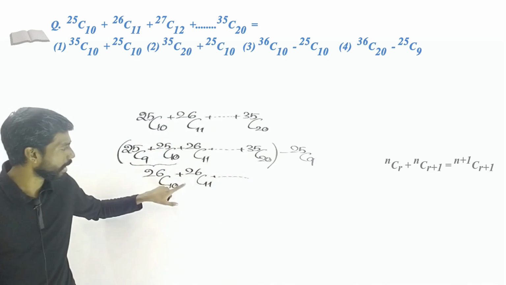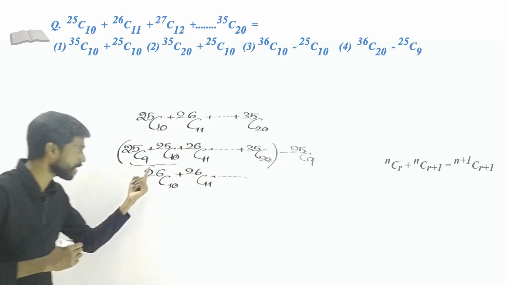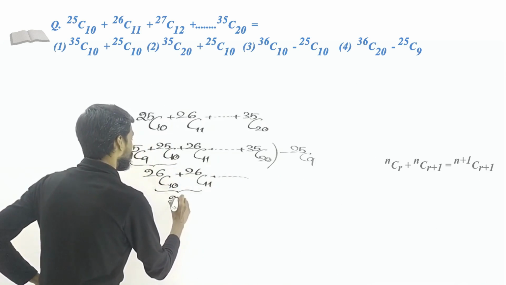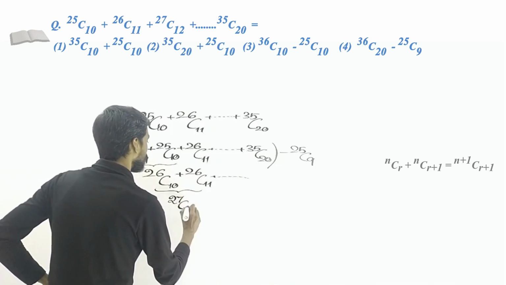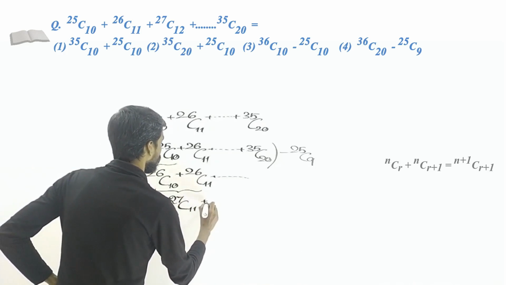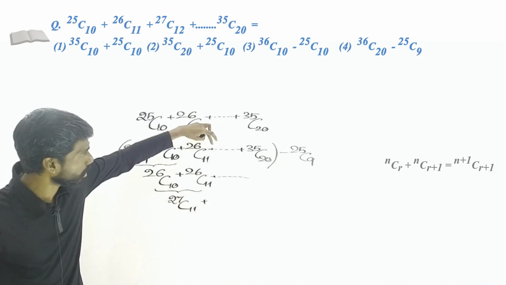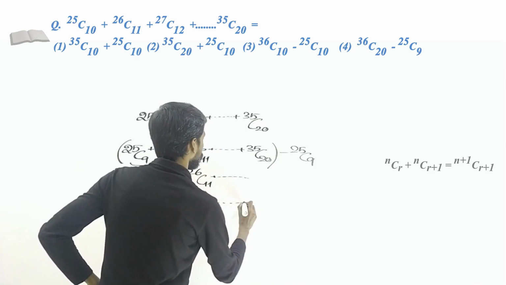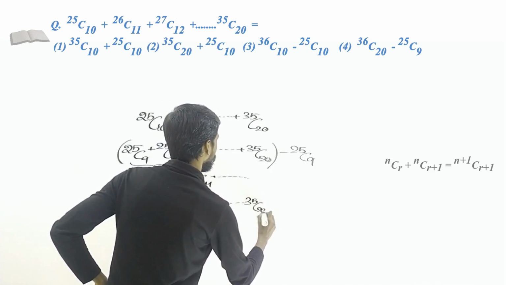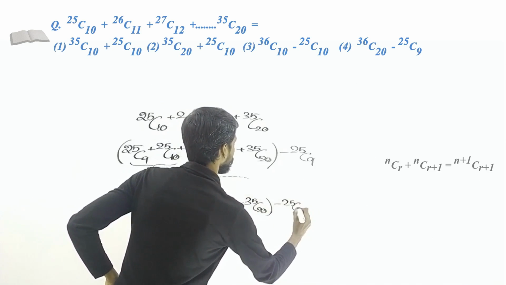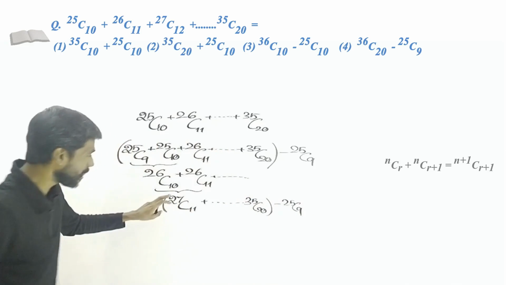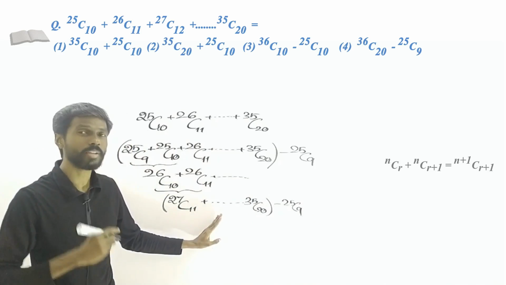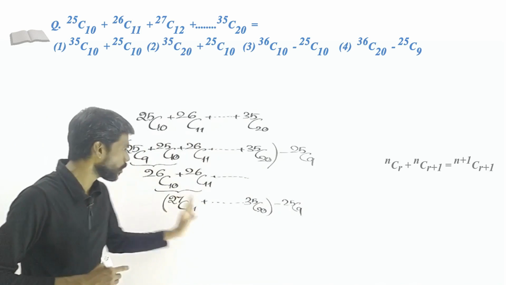This 26C10, 26C11 can be again added because it is of the NCR plus 1 form. So if you add these two, we will get n plus 1, that is 27C11. That can be added with the next term, which is 27C12. So you can keep adding this. So if you do that, so that is 35C20 minus 25C9. Okay, so this 27C11 can be added with the next term, which is 27C12. So that will become 28C12. So you keep adding this.